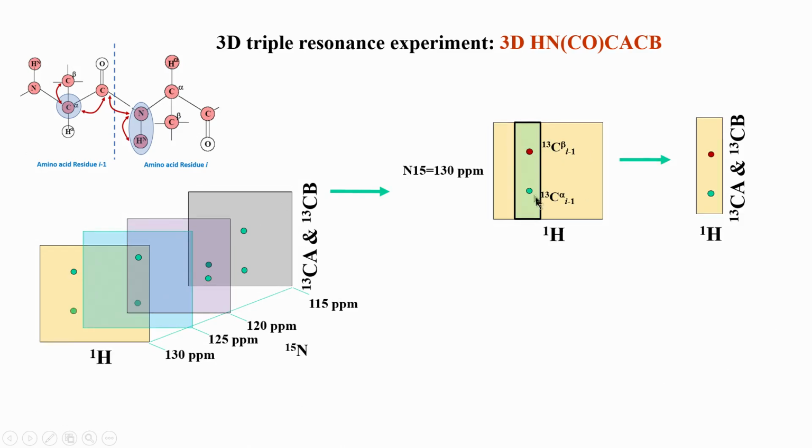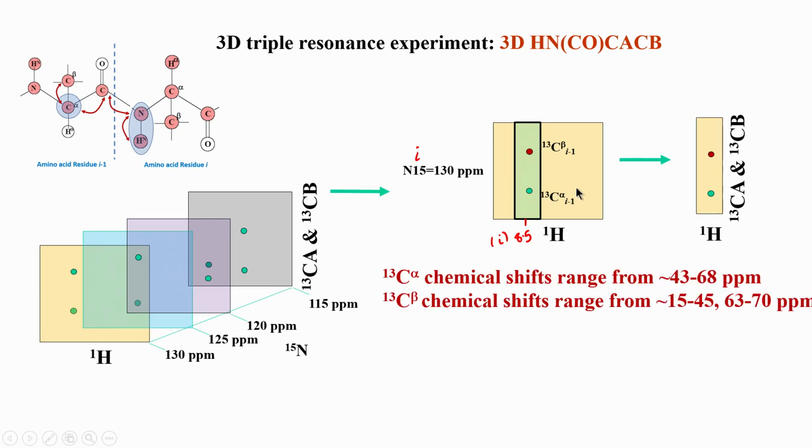So, C alpha and C beta are opposite in phase here as well. For a given amino acid I, with a given amide proton, let us say 8.5, for this residue I combination I am now getting I minus 1 chemical shifts of C beta and C alpha. This is the beauty of this experiment, that I am able to exclusively get I minus 1 from here, whereas in HNCA I was getting both. So, you see HNCACB and 3D HNCO CACB are complementary and they are needed together.